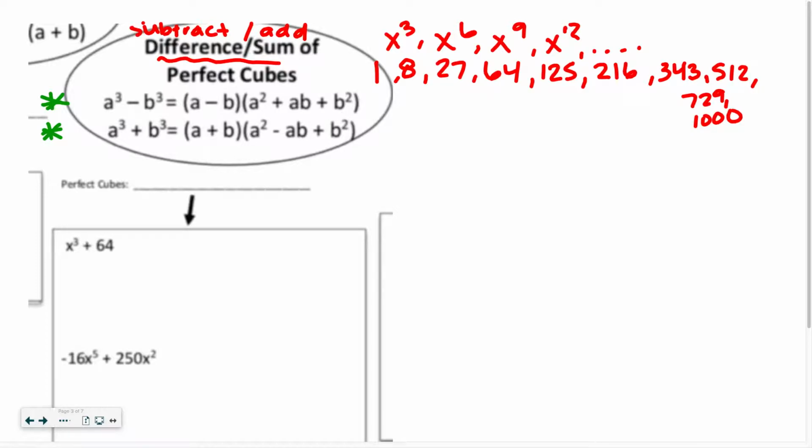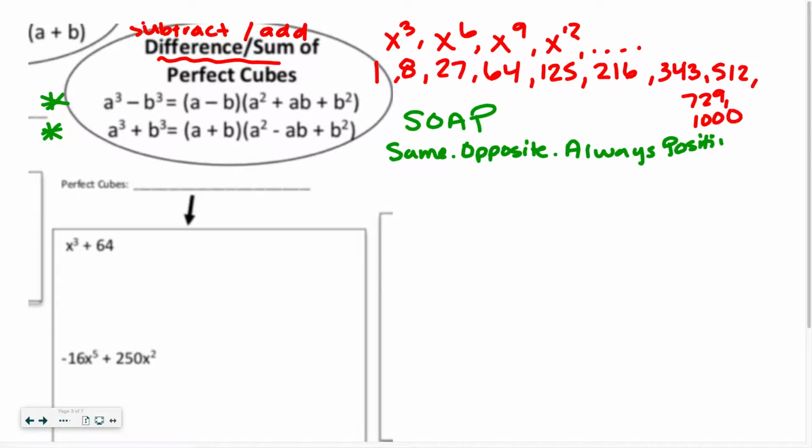For the signs that go in between the terms, I use SOAP. And what SOAP means is same, opposite, always positive. Sometimes it's hard to remember things, so you make clever little ways to remember. I have a few of those in math. And SOAP is one of the ways that I always remember the sum and difference of cubes.